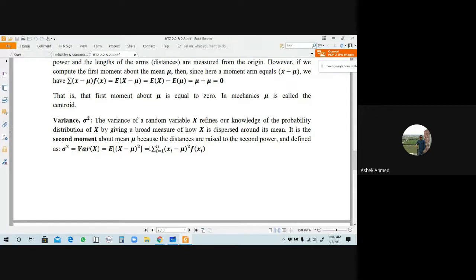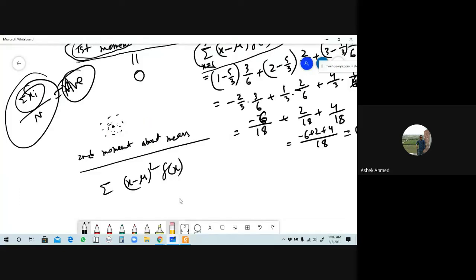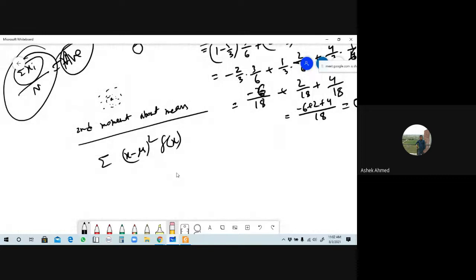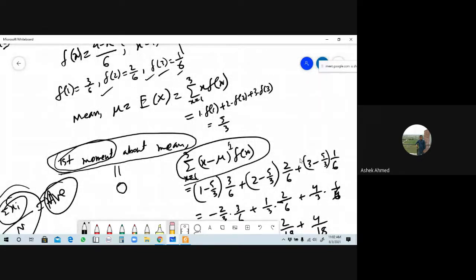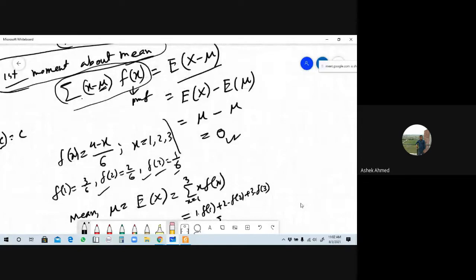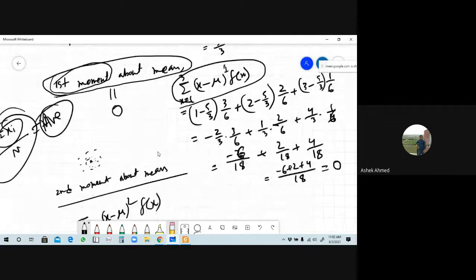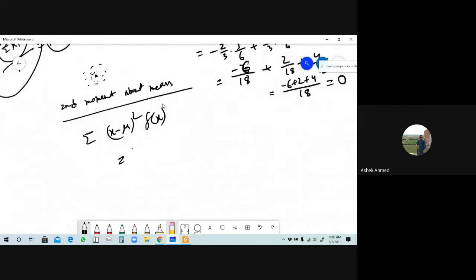This second moment, there has given this concept here. From here we can say that the second moment about mean will be called variance. Because we have already discussed the summation of (x minus mu) into f of x, that was the expression of x minus mu, but the summation of (x minus mu) whole square f of x will be the expectation of (x minus mu) whole square.